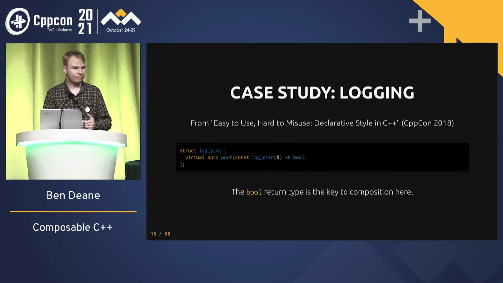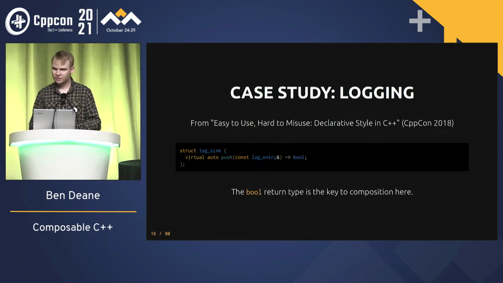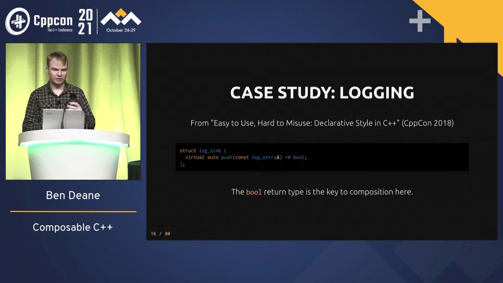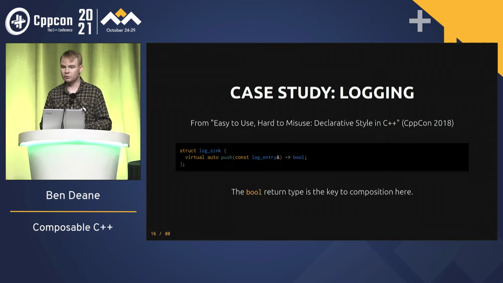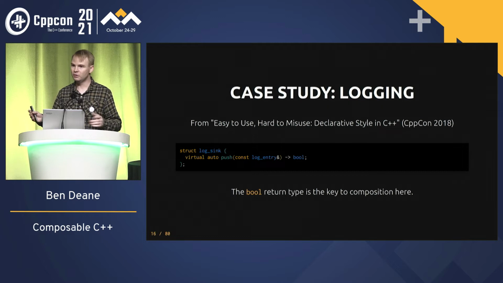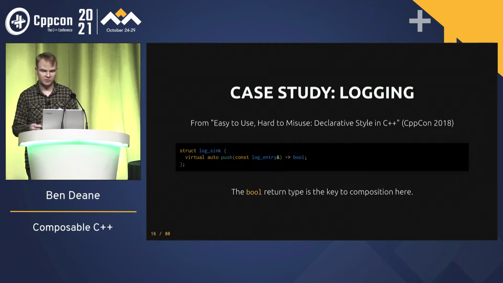So I want to present another interface. This interface I presented back in 2018, and it's a putative logging interface. This is one interface that I used in real code, and it was very much in sort of early 2000s object orientation style. It's not really modern C++, so it's sort of classical object hierarchies with virtual functions.